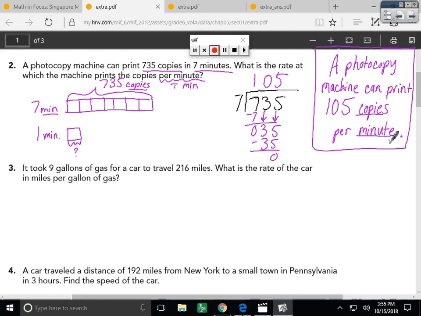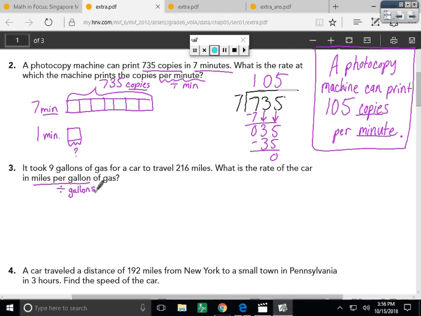Number 3, it took 9 gallons of gas for the car to travel 216 miles. What is the rate of the car in miles per gallon of gas? Ooh, I noticed something. Miles per gallon is already written here. Per gallon, we're going to divide by gallons. Big clue to me. I can find that in the question real quickly.